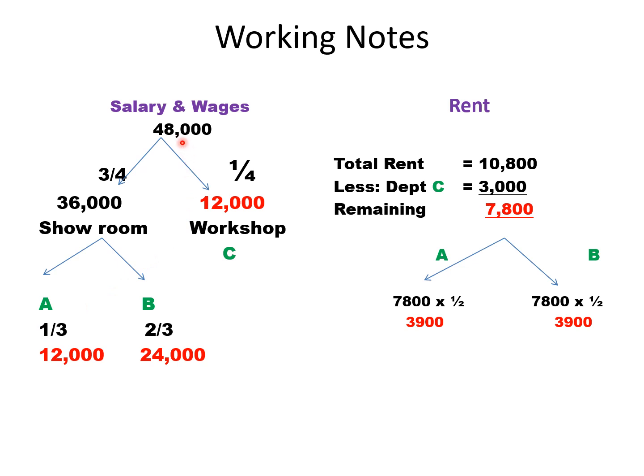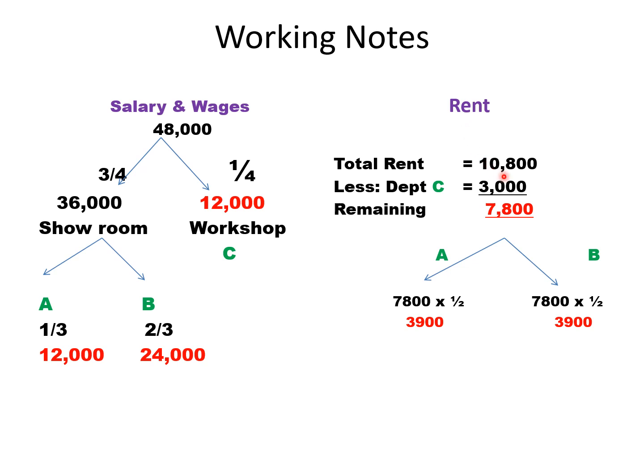So the flow of calculation goes like this, students. Total salary and wages is 48,000. First calculate 3/4 for AB. AB salary is 36,000. That 36,000 distribute to A and B in 1:2 ratio, 1/3, 2/3. So A salary 12,000, B salary 24,000, and 48,000 into 1/4 is 12,000. That will go to C. So thus A gets 12,000, B gets 24,000, C gets 12,000.